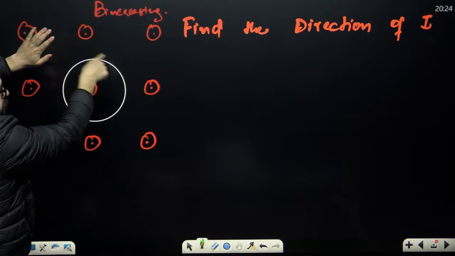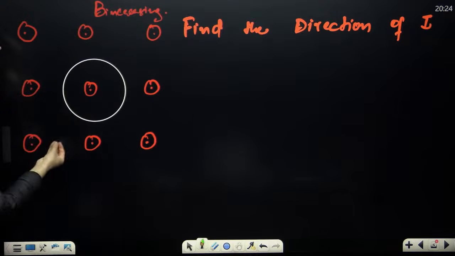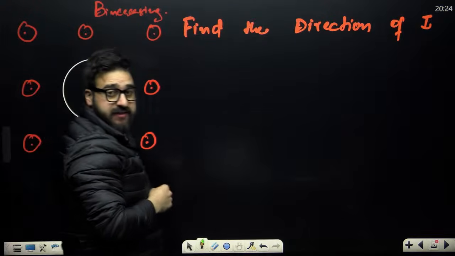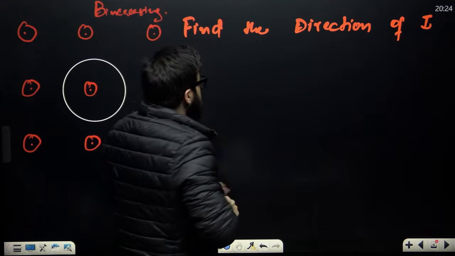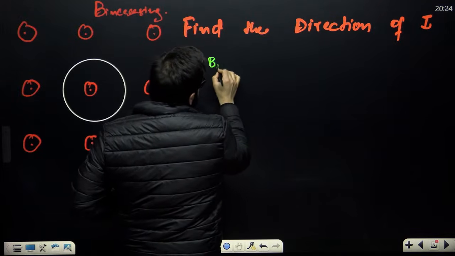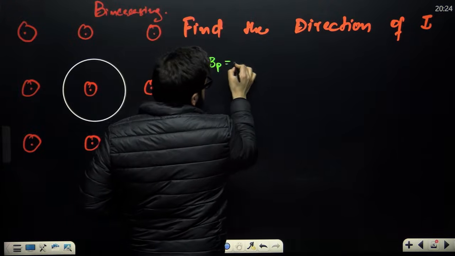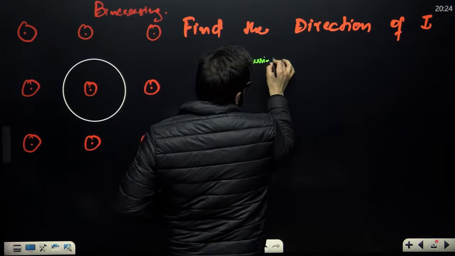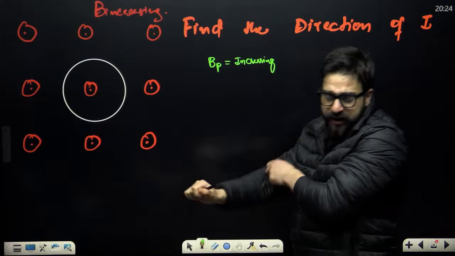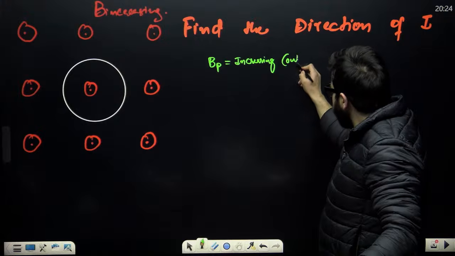It is like this. Listen carefully. This is a ring, and through this ring, magnetic field is coming out. And this magnetic field is increasing. I'll show you one question. With one question, you would be able to understand. So I can say in this particular case, B primary is increasing, and it is outward.